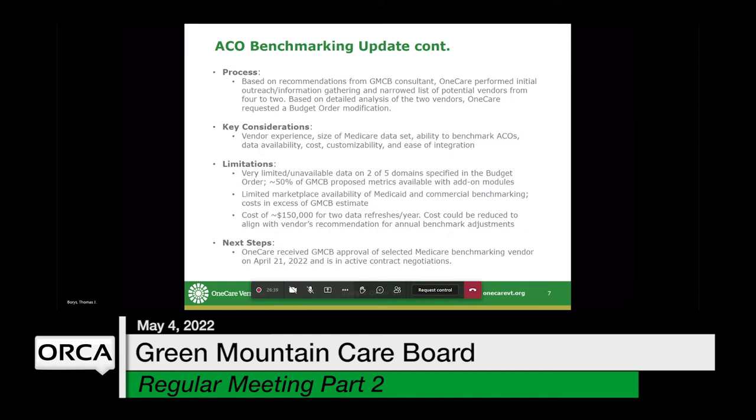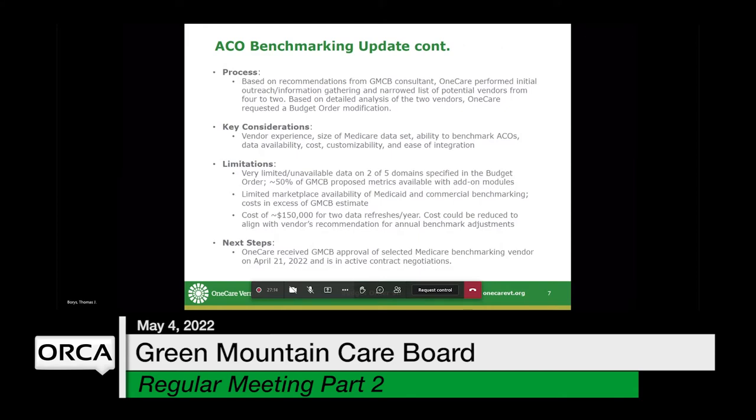Cost, of course. Customizability, I think, is an important one. For example, if we find an area of interest where we're not performing at a level that other ACOs are, we'd like to be able to dive in and drill in and understand more about it. So that was an angle. And then ease of integration speaks to how much resource need is consumed by getting this propped up and running. The limitations, largely I spoke to those in the previous slide, unavailability of data in a couple of those different areas, the Medicaid and commercial limits I spoke to previously.